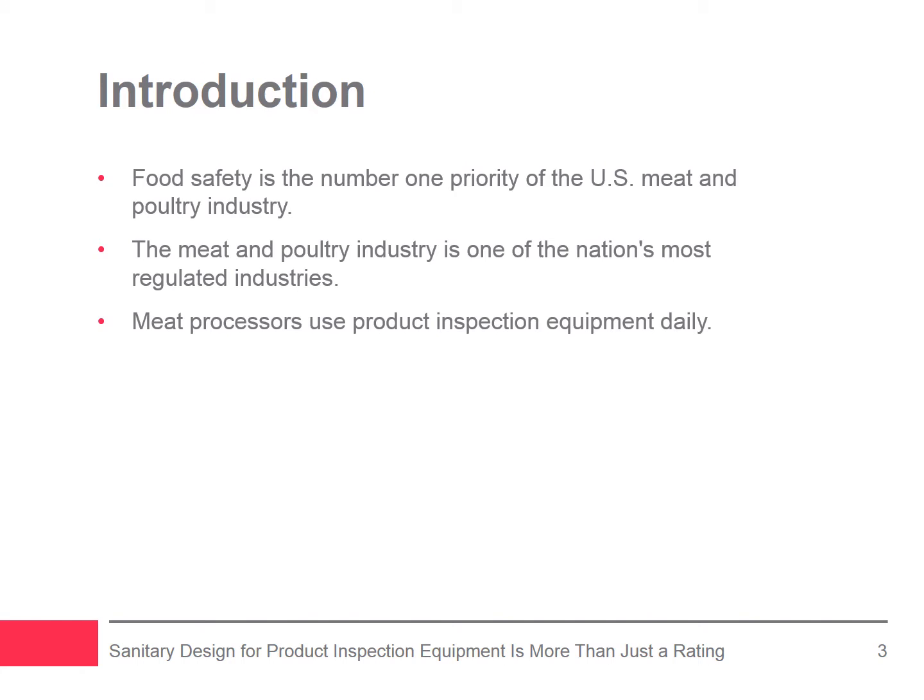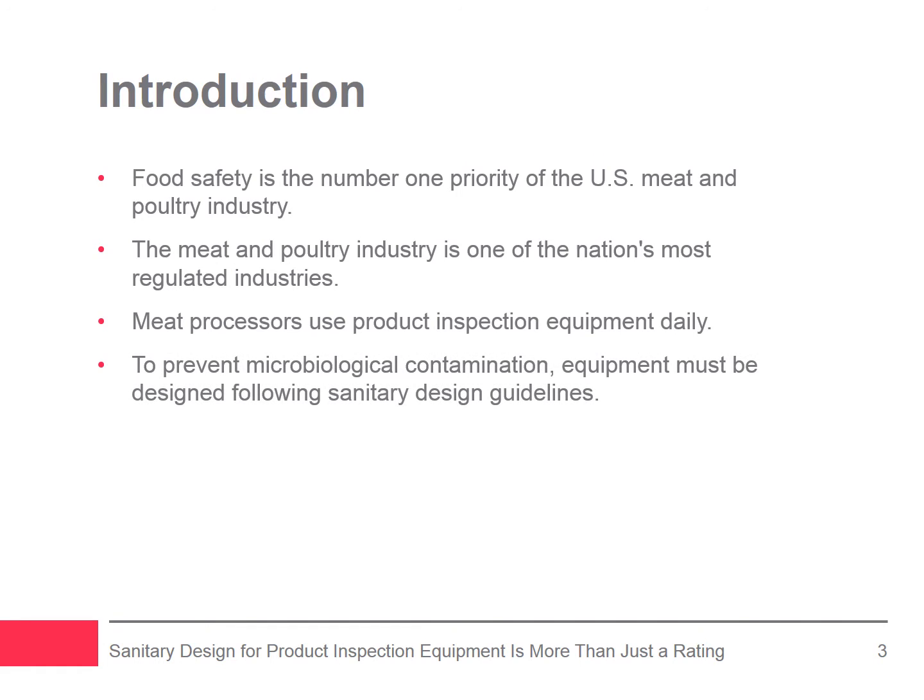This webinar will explore how such equipment should be designed following international sanitary design guidelines called the 10 Principles of Sanitary Design, in order to prevent the growth and spread of microbiological contamination in meat and poultry plants. It will look at who sets the standards for the industry, explain the difference between IP69 rating and sanitary design, why they are not mutually exclusive, and why the sanitary design of all meat inspection equipment is critical to contamination reduction and overall food safety.